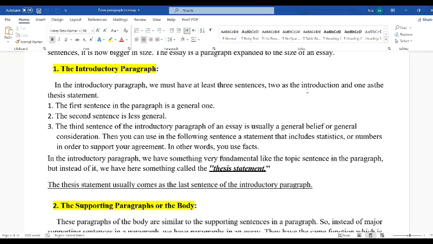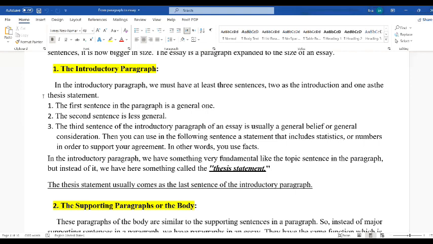Then the last sentence will be the thesis statement, which is more specific. But before going to the thesis statement, we need to talk about the topic in general. Before going to causes of traveling, I need to talk about travel in general. For example, we have another topic, which is causes of war. Before going directly to causes of war, we need to talk about the war in general.